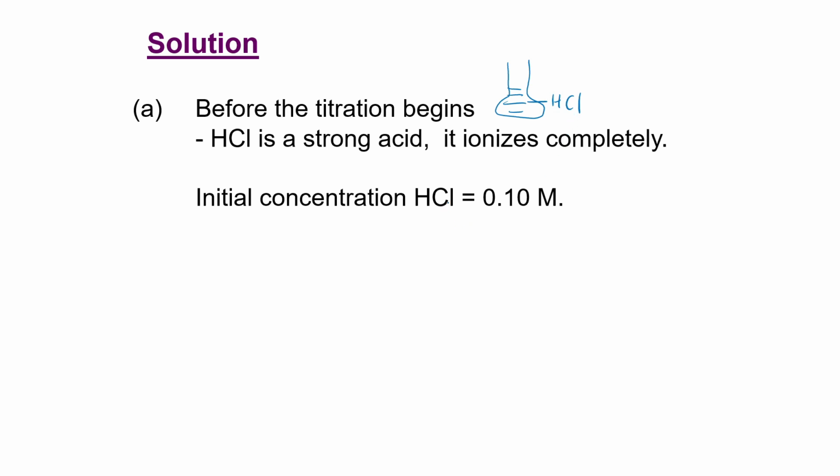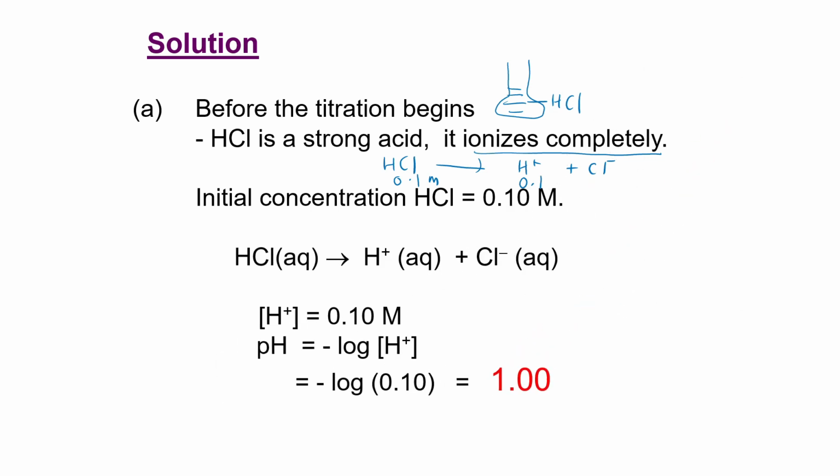So kita tahu HCl ionized completely, so complete ionized. So concentration HCl 0.1 molar. Jadi concentration of H plus form pun sama 0.1 molar. So kita boleh calculate daripada formula pH equal to negative log H plus. So negative log 0.1 molar is 1.00.